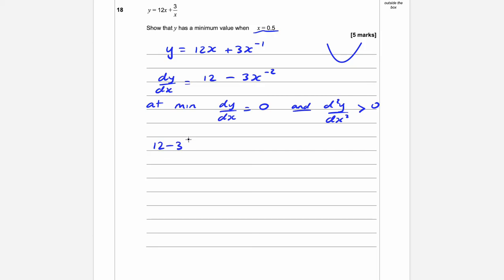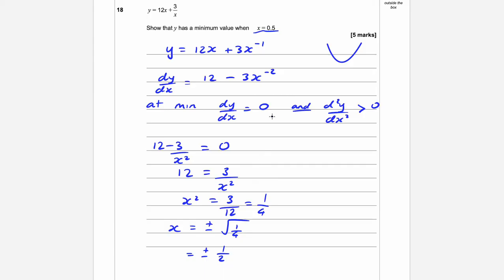Okay, so first let's get the first derivative equals 0. 12 minus 3 over x squared. X to the minus 2, guys, is 1 over x squared. So this is 12 minus 3 over x squared. This has to equal 0. Let's bring this over here. 12 equals 3 over x squared. X squared equals 3 over 12. That's just rearranging, or a quarter, which means x is equal to plus or minus the square root of a quarter, which is plus or minus a half.